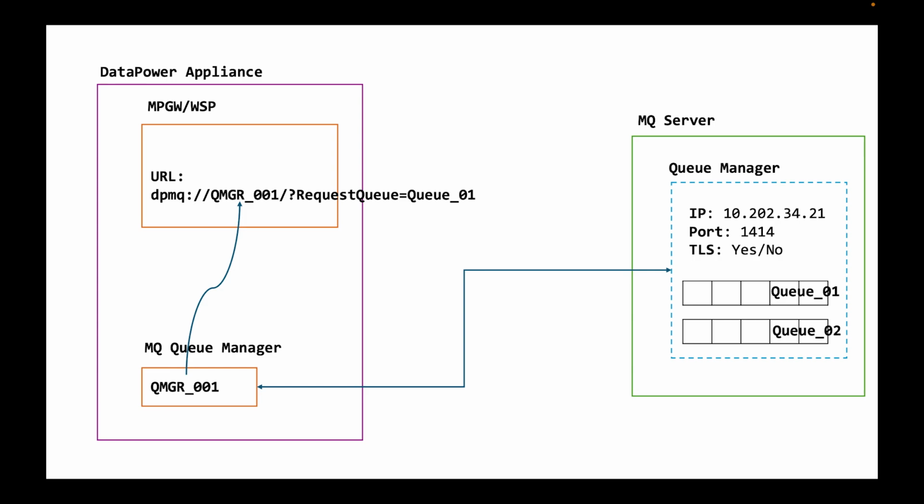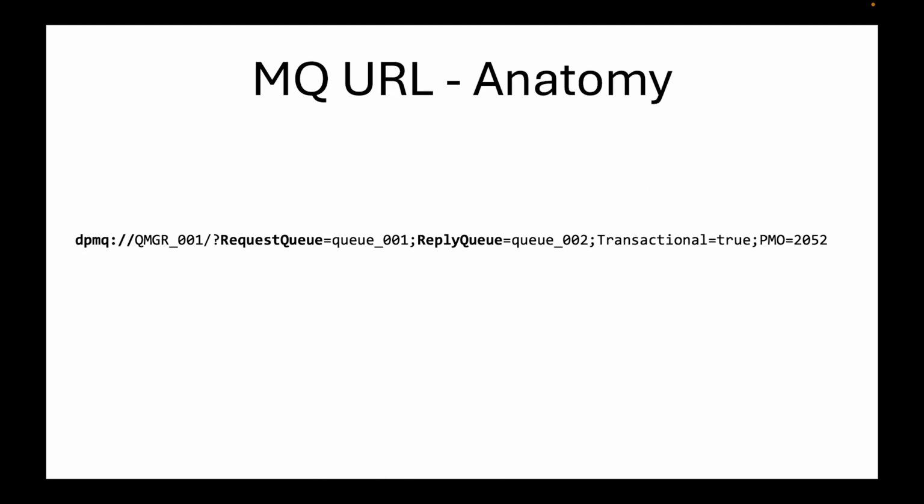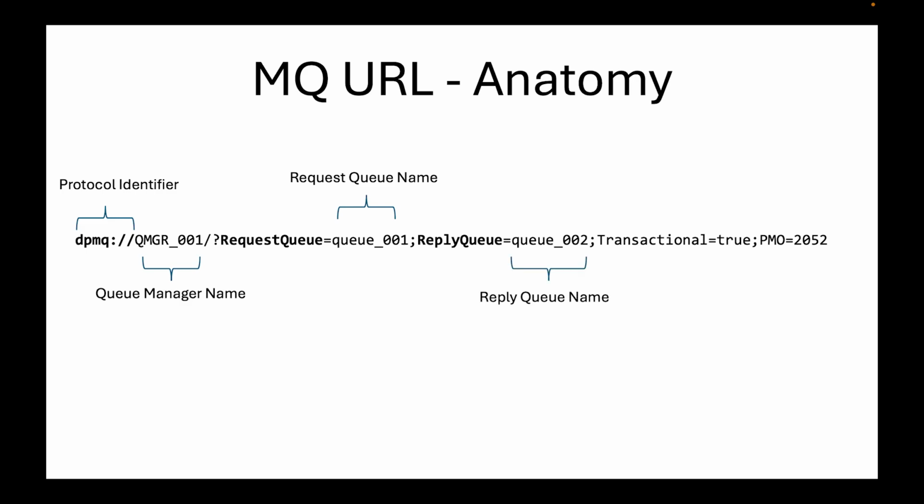Now that we have understood the importance of the URL, let us give a little bit of focus to the URL itself. If I talk about the anatomy of the URL, you can see that here is a big URL, but it is easy to understand. The first few characters, like DPMQ, are the protocol identifier. Then you provide the queue manager name. Remember, this is the queue manager object that you have created on DataPower. This is not the remote queue manager name present on the MQ server, so there is no need to get confused here. Then you need to provide the request queue name, and the reply queue name, and then you can provide certain query parameters. This is essentially the anatomy of the MQ URL.